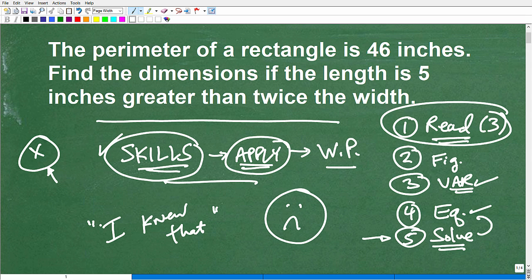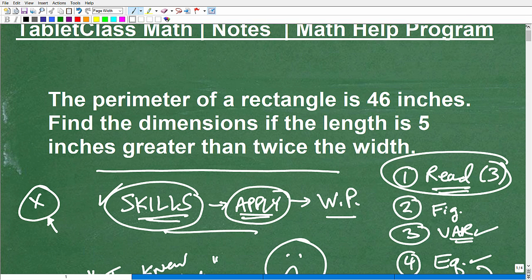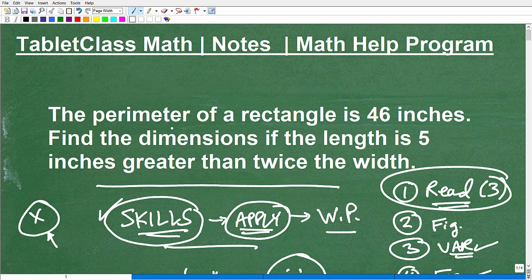Anyways, so when it comes to word problems, this is the general strategy, the general approach. So we're going to practice all these things in this particular prompt. Let's read the problem here real quick. It says the perimeter of a rectangle is 46 inches. We're going to find the dimensions if the length is 5 inches greater than twice the width. So this is the problem that I'm going to solve step by step. Of course, if you want to pause the video and give it a whirl after I gave you a general structure, definitely encourage you to do that.